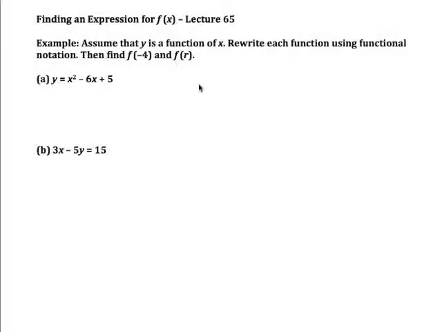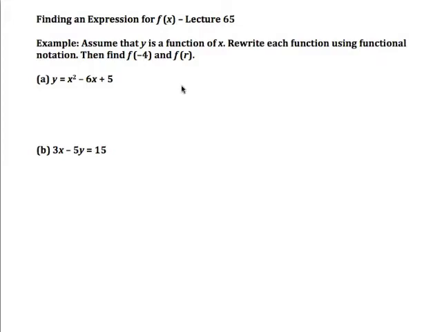Okay, in this lecture we're going to talk about finding an expression for a function of x when we have the function expressed in a different form, like a y equals form, which is what we call an explicit form, or we have, say, something like 3x minus 5y equals 15. So this is the implicit form here because the y is part of this expression. And then we want to find f of negative 4 and f of r.